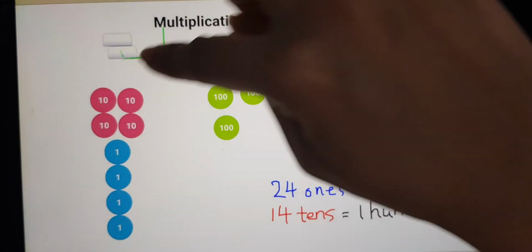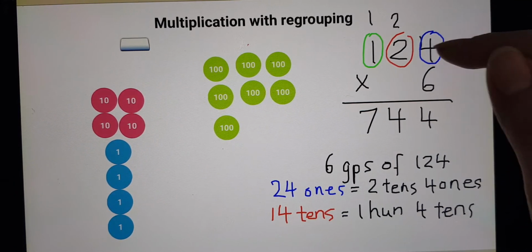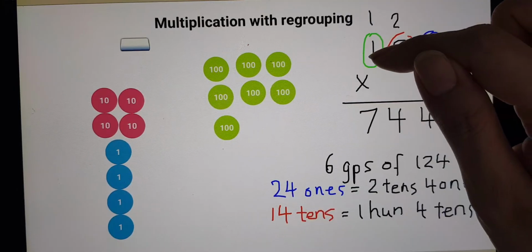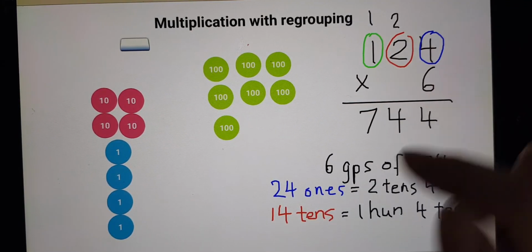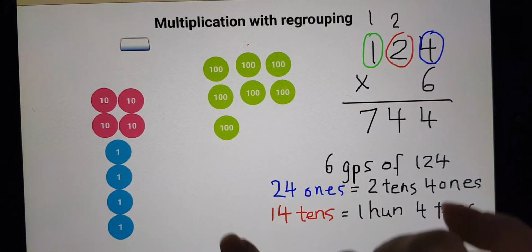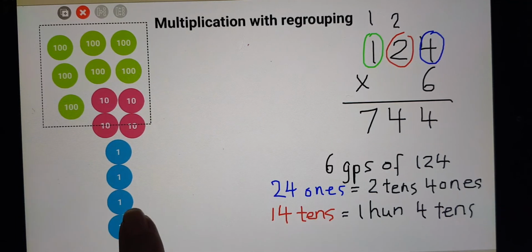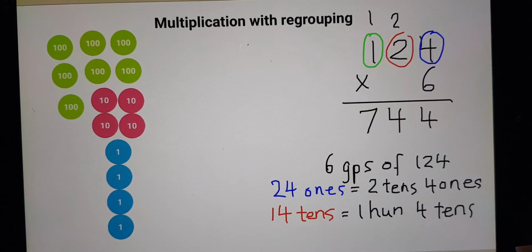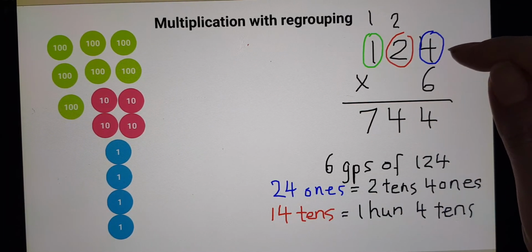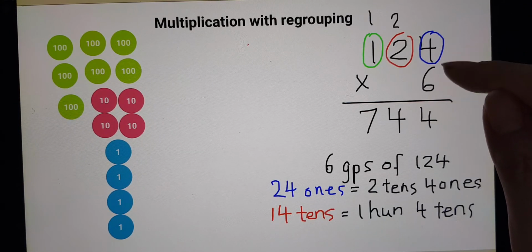744. So you see, if we multiply the ones by 6, we multiply the tens by 6, we multiply the hundreds by 6, this will give us 6 groups of 124. And as you can see here, the answer would be 744. So in multiplication, we are just trying to find out how much there is in all these groups, 6 groups of 124. And we do that by multiplying each place value.